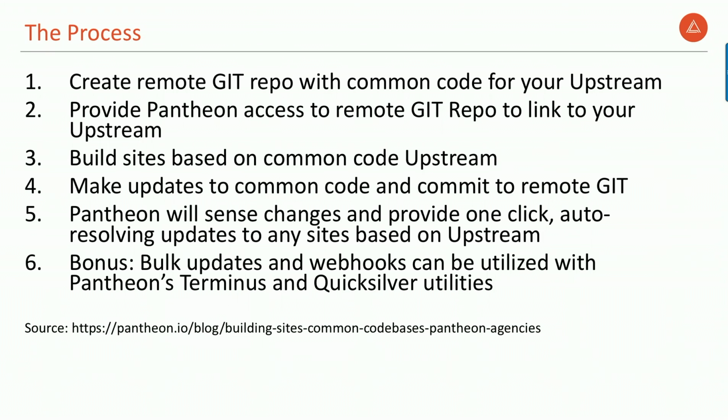In this case, once you have your distribution, and in our case it would be called Trusted Partner Open, it'll show up there as an option. We click it, bam, it'll install a site based on our distribution. You make updates to the common code and commit to your repo. Pantheon will sense the changes and provide one-click auto-resolving updates to any sites based on the upstream. And then the bonus here is bulk updates and webhooks can be utilized with Pantheon's Terminus and Quicksilver utilities.